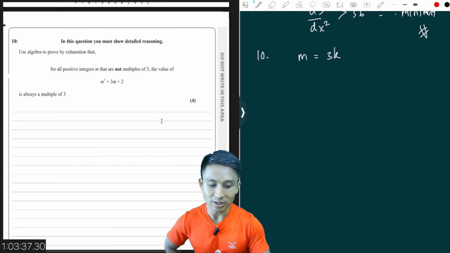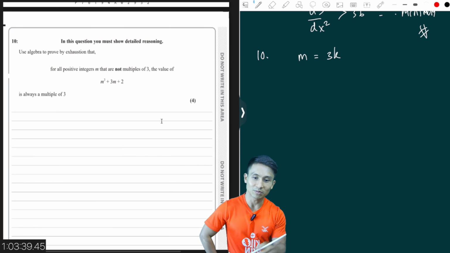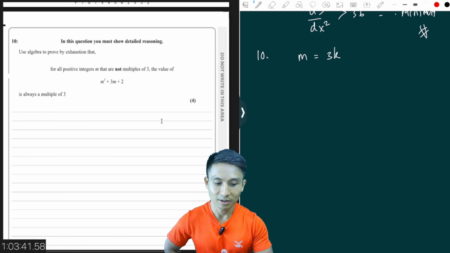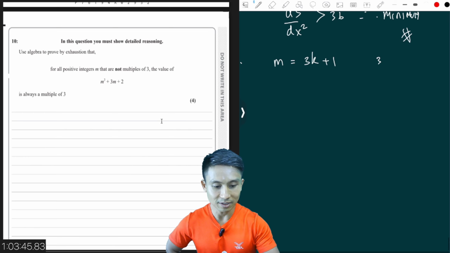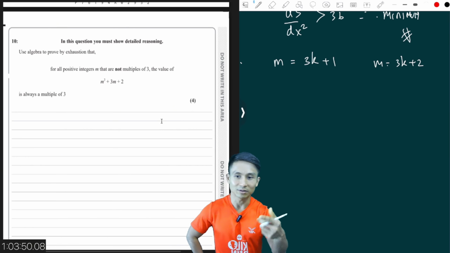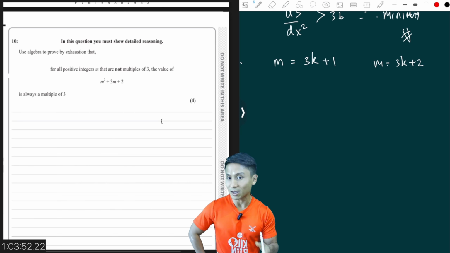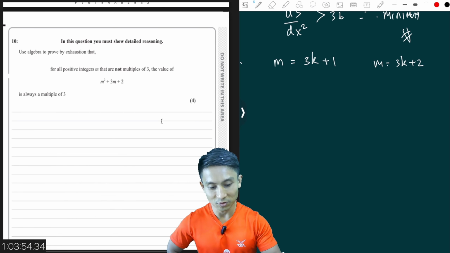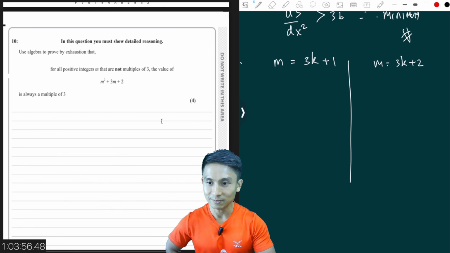If you put 3k here, it's going to be a multiple of 3, right? So we do plus 1, not a multiple of 3. And the other case is plus 2, because you can't go plus 3, because that would be a multiple of 3. We don't want that. So we're just going to do these two cases.